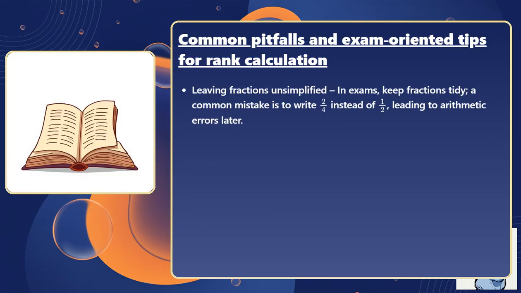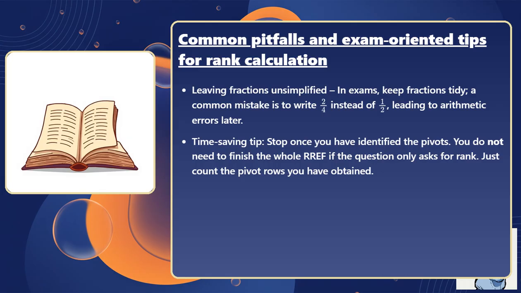Leaving fractions unsimplified. In exams, keep fractions tidy. A common mistake is to write 2 over 4 instead of 1 over 2, leading to arithmetic errors later. Time-saving tip: stop once you have identified the pivots. You do not need to finish the whole reduced row echelon form if the question only asks for rank. Just count the pivot rows you have obtained.